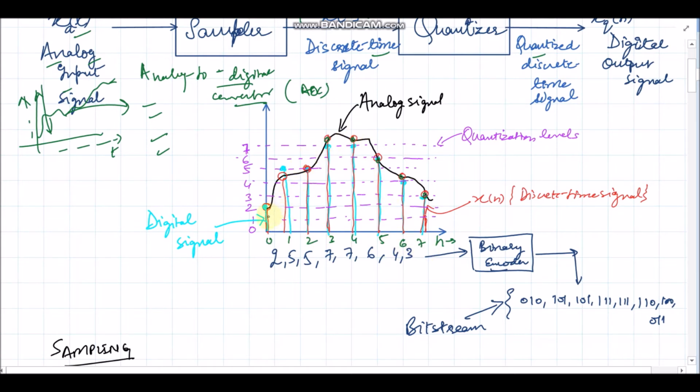What we are doing is we have fed the analog signal into a sampler and we got a discrete time signal. This is the discrete time signal in red. Now if the discrete time signal is fed again into a quantizer, what the quantizer is doing here is that it has divided the dynamic range. This is the dynamic range. Let's say this was 8 volt. This is the maximum 8 volt amplitude.